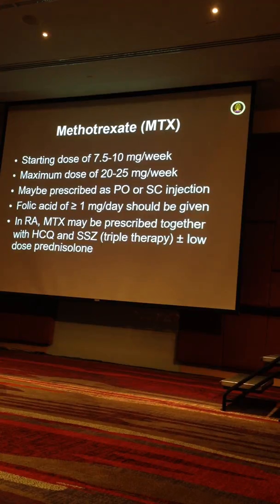The usual dose of methotrexate starts from 7.5 to 10 milligrams per week and is gradually increased to 20 to 25 milligrams per week. But for doses over 15 milligrams per week, I recommend that the parenteral form, the subcutaneous form, is preferred because the absorption is better, 100%, and the side effects, especially the liver toxicity, are much lower. And don't forget to give folic acid of at least 1 milligram per day together with methotrexate. In rheumatoid arthritis, methotrexate can be given as a monotherapy or together with other DMARDs.